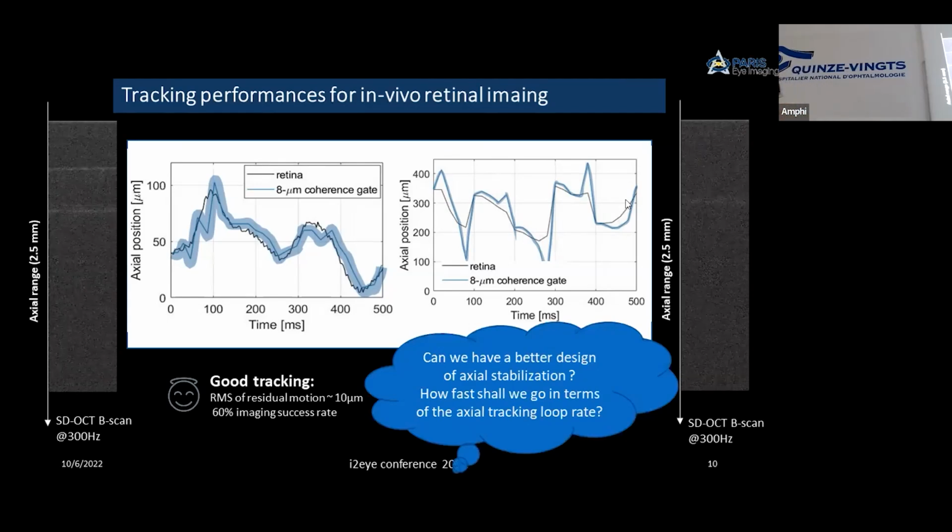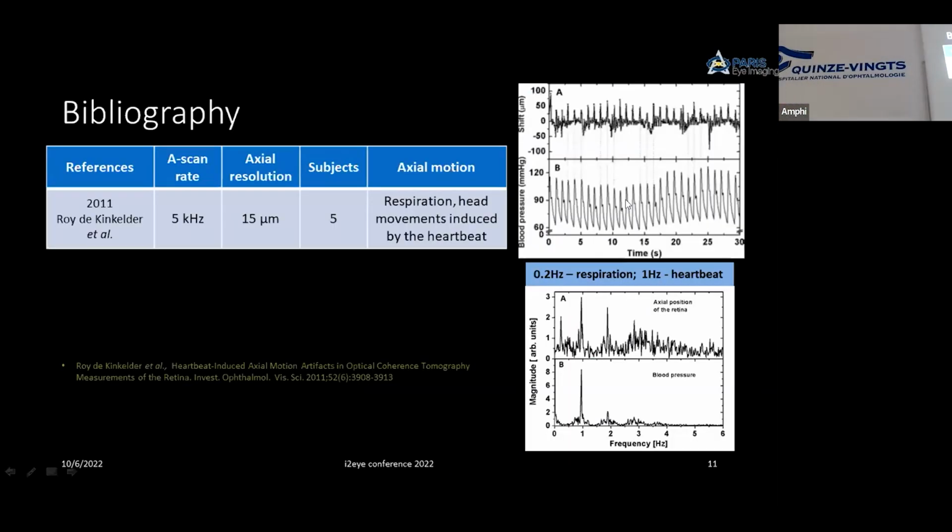So here we might need to ask ourselves if we can have better axial tracking and how fast we should go in terms of the axial tracking loop rate. To answer this question, firstly we'd like to have a better understanding of the axial motion.